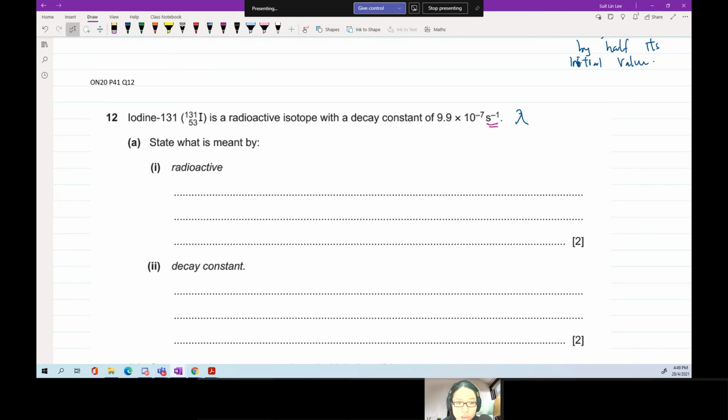Radioactive is when a nucleus decays, right? So what do we start with? We start with an unstable nucleus decaying spontaneously. Oh, I've forgotten one thing. Let me scroll up and add it into the notes.